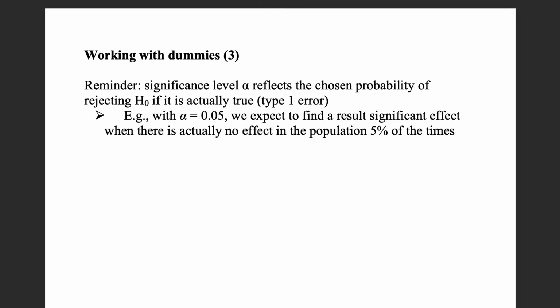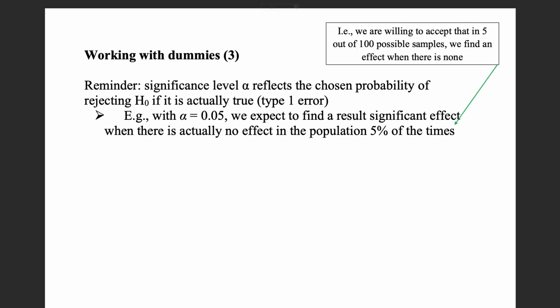So, for instance, if we work with the standard alpha level of 0.05, what does it mean when we say we pick an alpha level of 0.05? It means that we expect to find a significant effect when there actually is no effect in the population 5% of the times. So that's how willing we are to find significant effects when there are none. We are willing to run a 5% risk of finding a significant effect when there is no effect in the population at all.